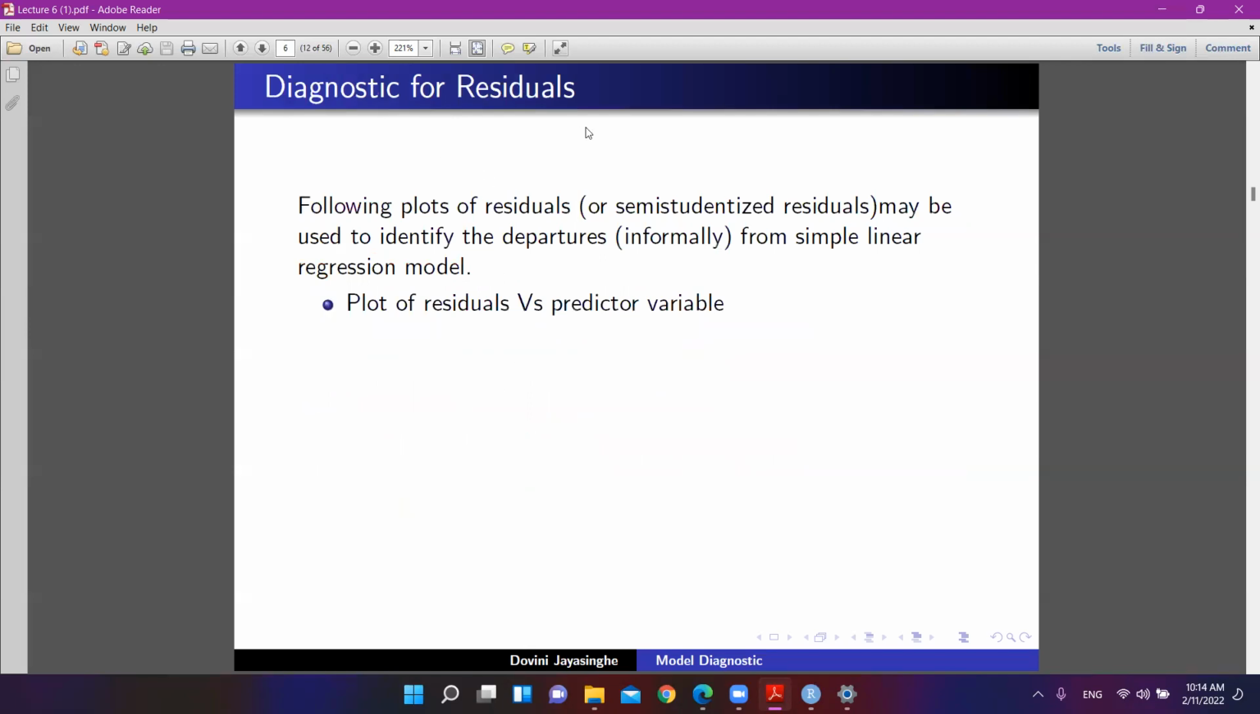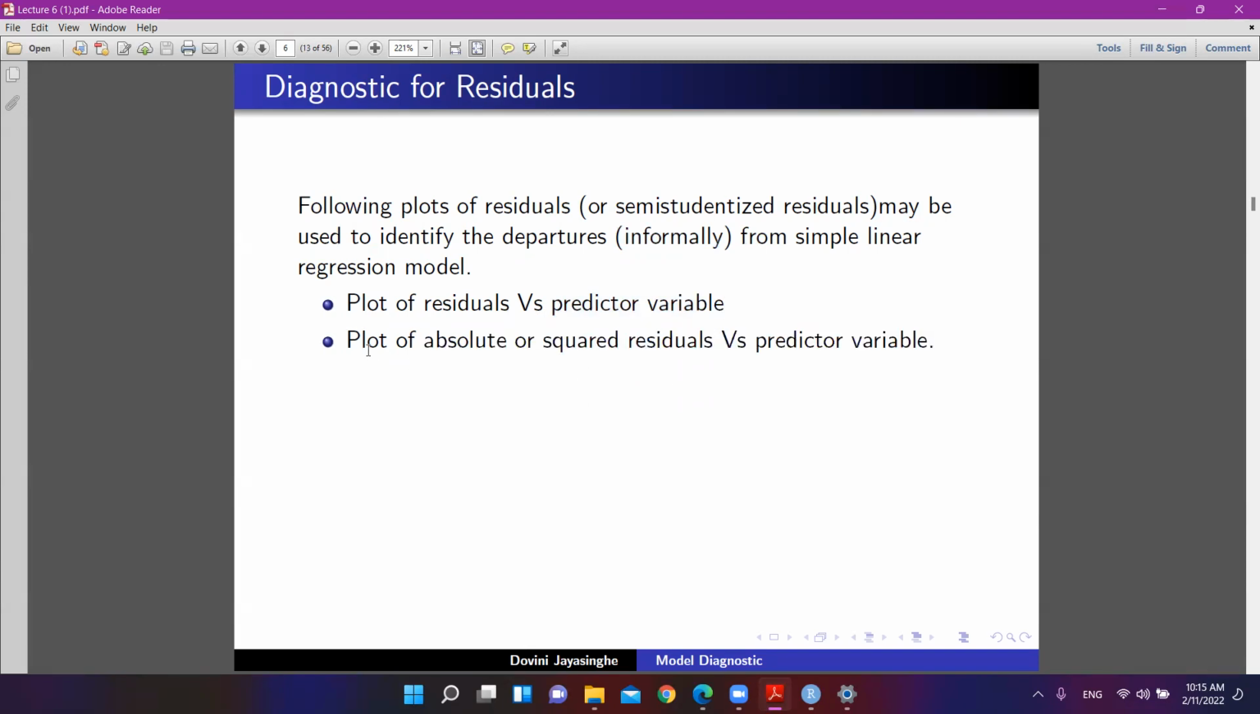Okay, diagnostic for residuals. Following plots of residuals or semi-studentized residuals. So in terms of residuals, you can use anything, even this thing or semi-studentized, you can use anything. Maybe used to identify the departures informally, right? It's not the formal way. From simple linear regression model. Plot of residuals versus predictor variable. Residuals versus X values.